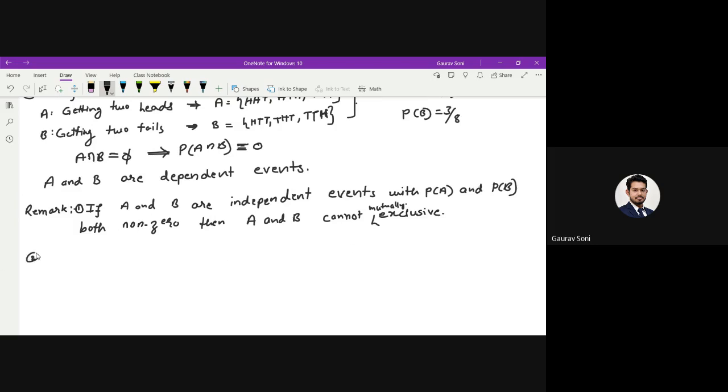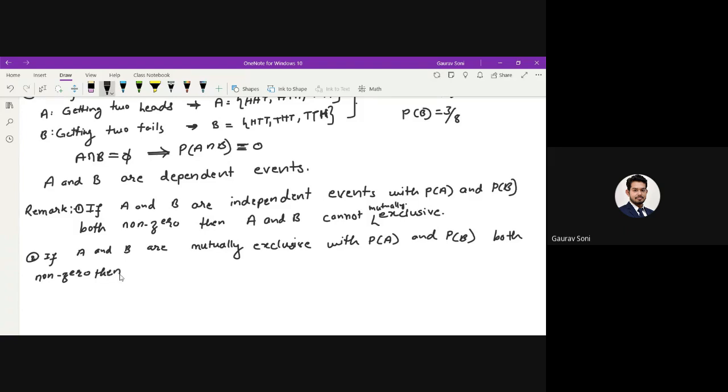Okay, the result number two: if A and B are mutually exclusive with probability of A and probability of B both non-zero, then A and B, what can you say about independence? So they can be independent.